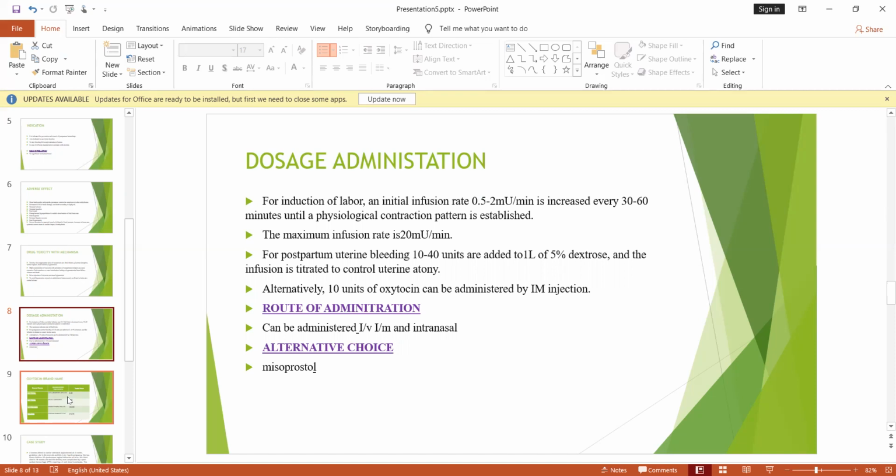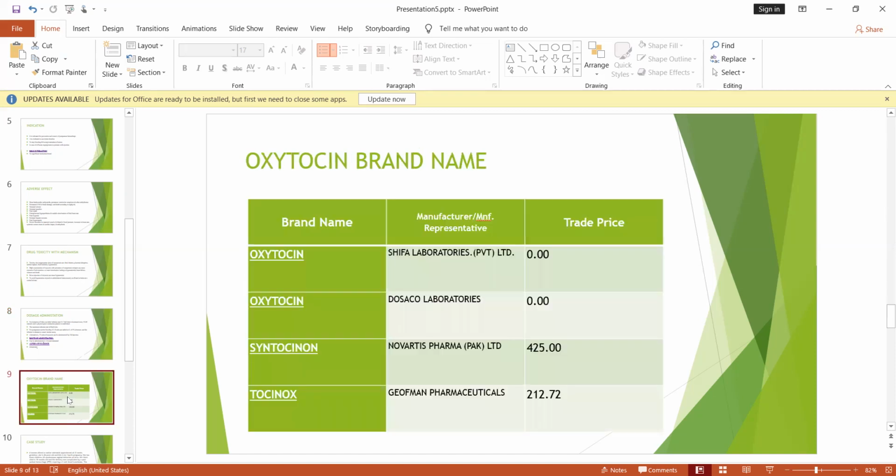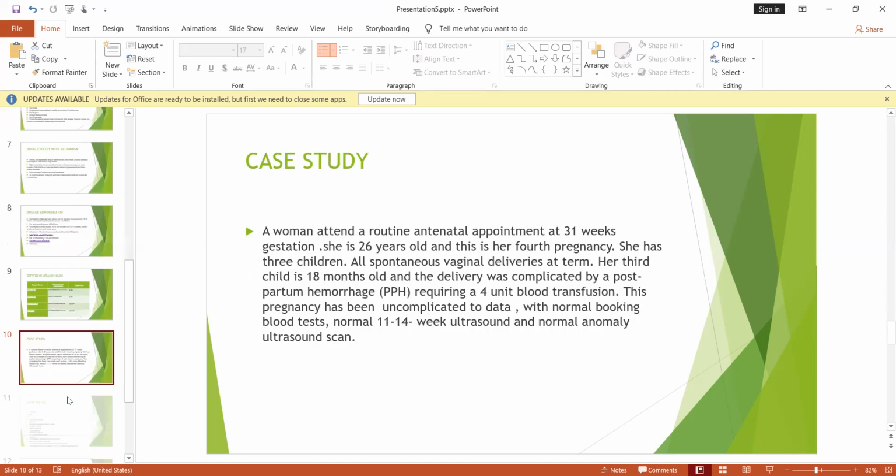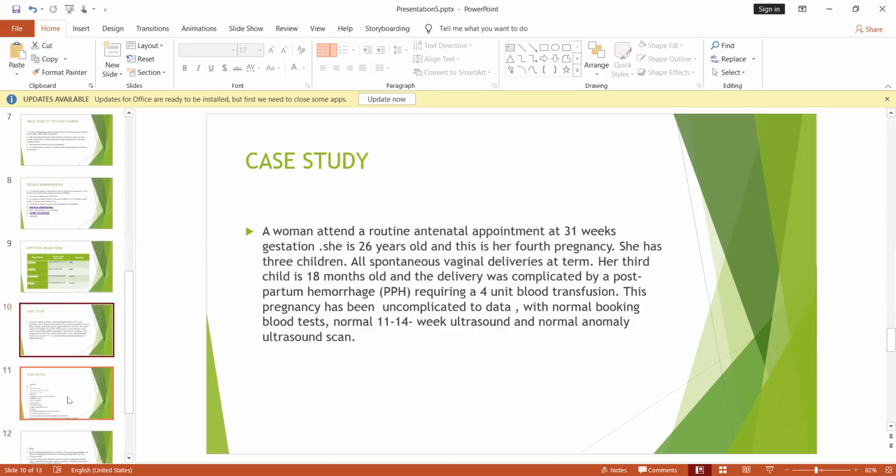Alternately, 10 units of oxytocin can be administered by IM injection. The route of administration can be IV, intramuscular, and intranasal. An alternative choice to oxytocin is misoprostol. Now here are some brands of oxytocin. Now we have a case study.